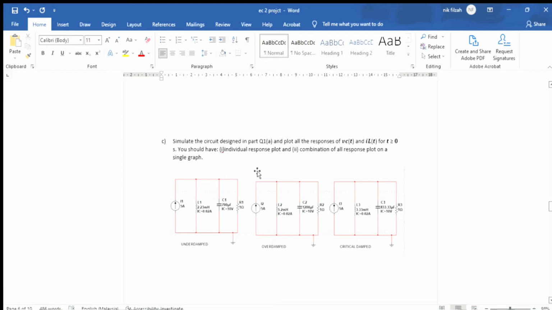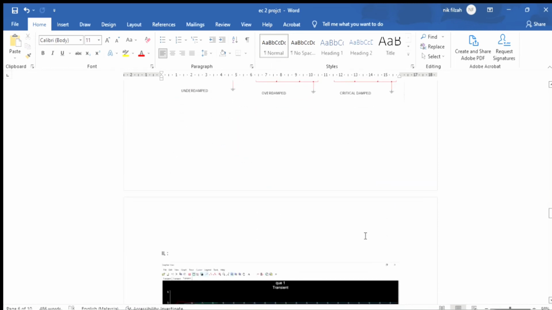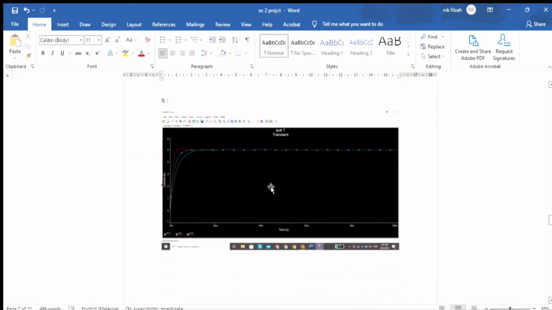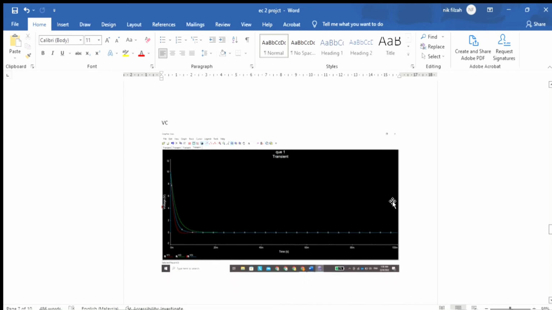Okay, so for C is simulate the circuit. We will simulate the circuit using Multisim, using the values that we got in question A. So this is the underdamped, overdamped and critically damped. So this is our graph for IL and this is our graph for VC.